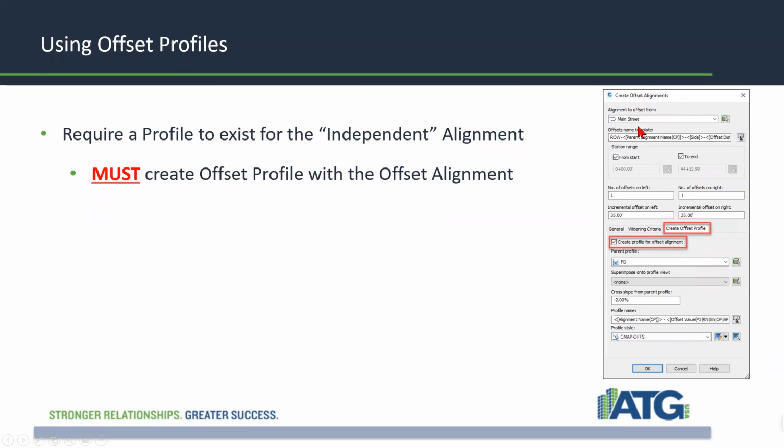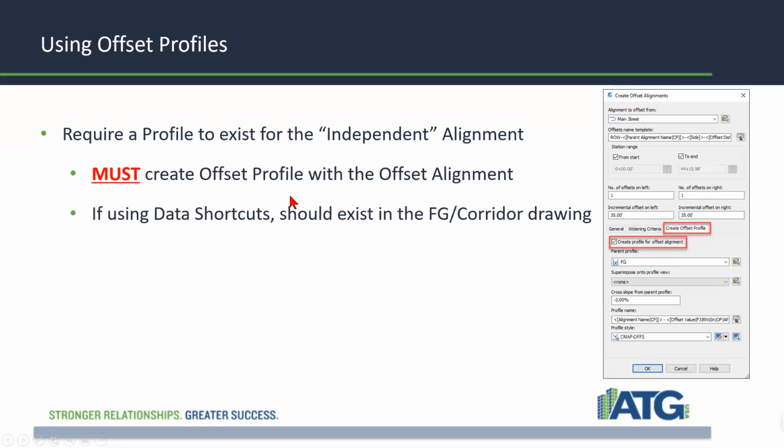Typically, we just read from top to bottom when we're in those Civil 3D creation dialogues, and we forget, though, that sometimes there's extra tabs that we get to go through in here. So we need to make sure that we go check the Offset Profile tab, check the box that says Create that profile, and then also make sure that that parent profile exists.